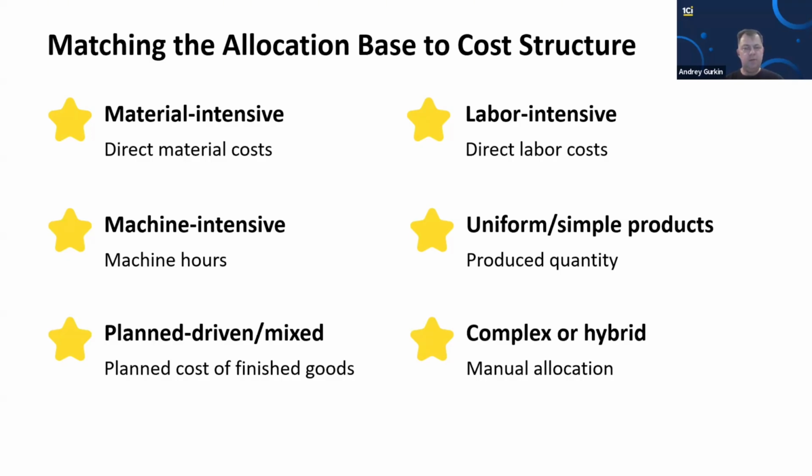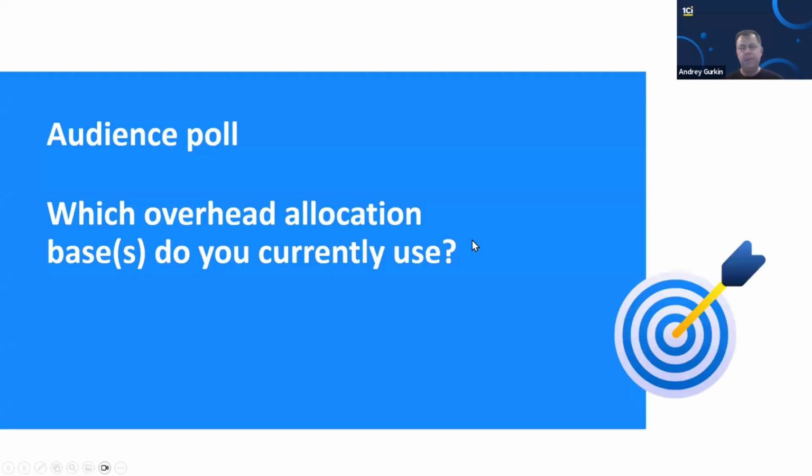Of course, we can use manual allocation. I have seen huge XLS sheets with a lot of different parameters, etc. But in the end, we have some rates there. According to those rates, we are allocating overheads to the initial direct cost. So let's start the second audience poll.